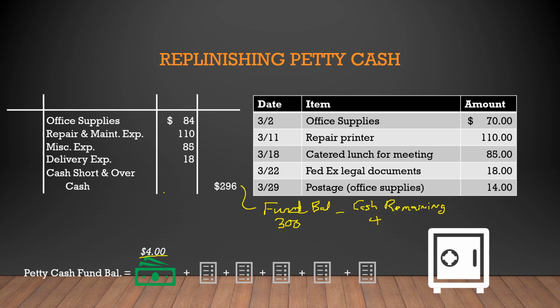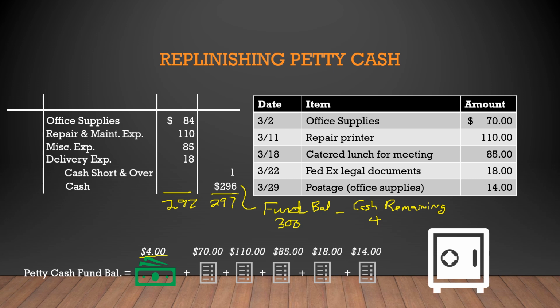With $297 in debits, but $296 in credits, we need a $1 credit to cash short and over to make our entry balance. Once again, you can sum the cash left in the box with the amounts on the receipts, and they'll sum to $301, our overage.